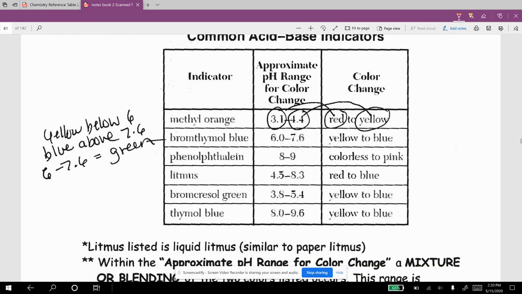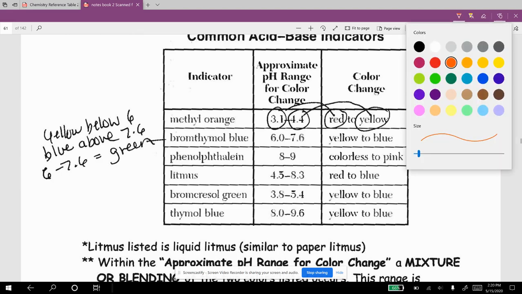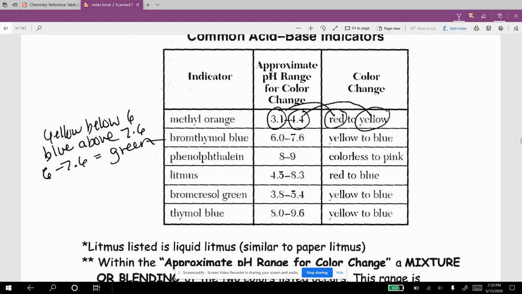Okay, so now let's take a look at reference table M, right? So you should have your reference tables out already. Make sure you're taking a look at those all the time. All right, so we have methyl orange. So the way that this table works, and let me pick what color I would like to use, I like purple. Okay, so methyl orange. The first number goes with the first color. So 3.1 goes with red. So this means that anything below 3.1 would be red, right? So 0 to 3.1 would be red. And then anything above 4.4 would go with the second color, which would be yellow.